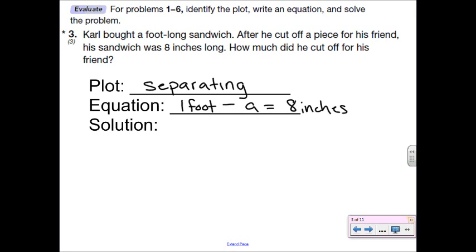So here, since we ended with inches but started with feet, in part of our solution, we're going to want to convert the 1 foot into inches as well so that we can go from there. So we know that 1 foot is 12 inches, minus whatever he gave his friend gave us 8 inches. If you think about it, 12 minus what is going to give you 8? Well, if you count down from 12, 11, 10, 9, 8, so that's 4. So he gave his friend 4 inches of sandwich.